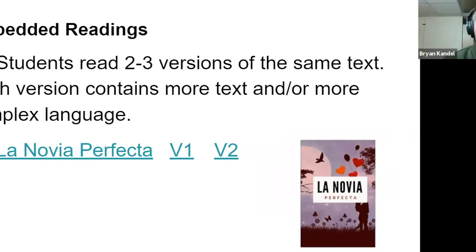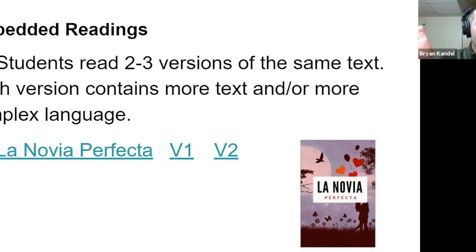And embedded readings are a great tool for reading. It's similar to what we just saw, like a preview, but embedded reading, and some of you maybe have used them, some have not, is this. Students read 2 to 3 versions of the same text, and each version contains more text or more complex language. So basically we're going to read chapter 4, and chapter 4 is long and maybe a little complicated. So we're going to cut chapter 4 all the way back to the very, very basics.